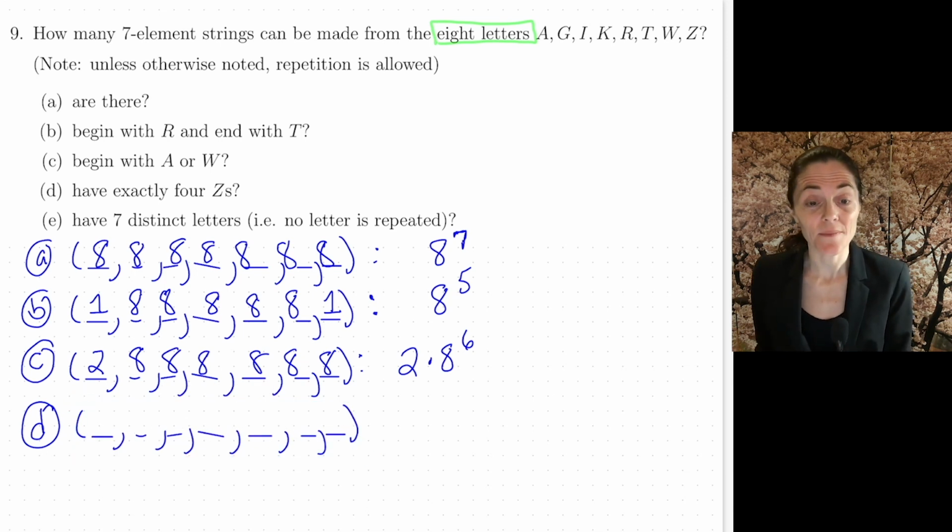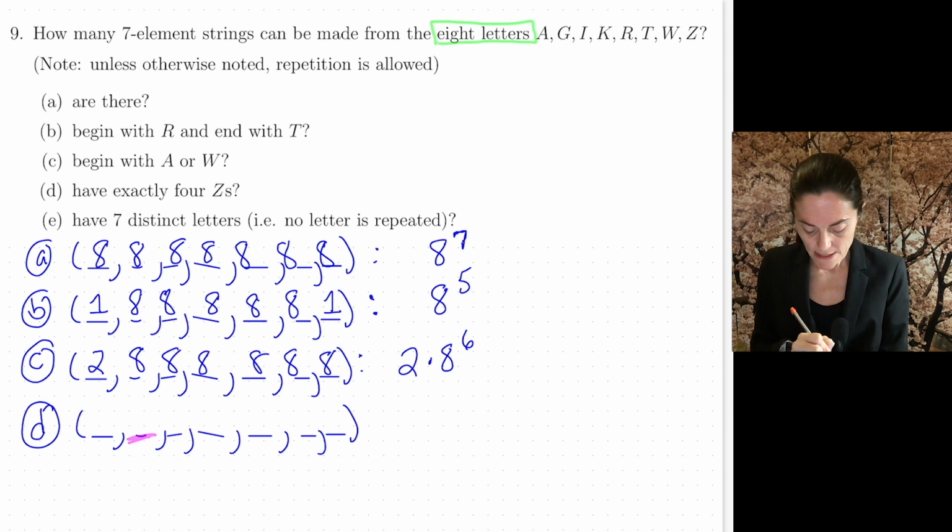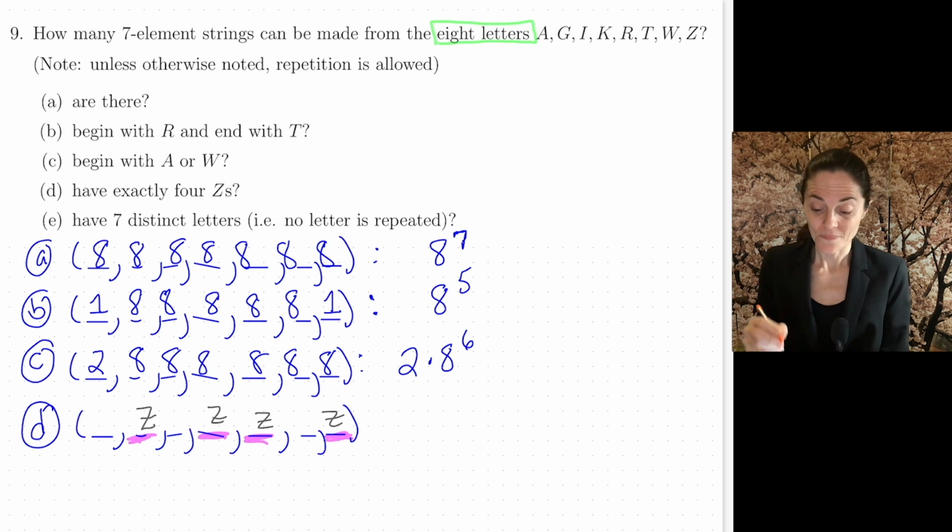Now for D, exactly 4 Z's. Well, let me do this as a 2-step process. Now, I will not choose all possibilities, but let me show you one choice of 4 Z's. Maybe this is Z, this is Z, this is Z, and this is Z. Okay, there's one choice. Now, for instance, I can put a Z in each one of these. Okay, that was one choice.